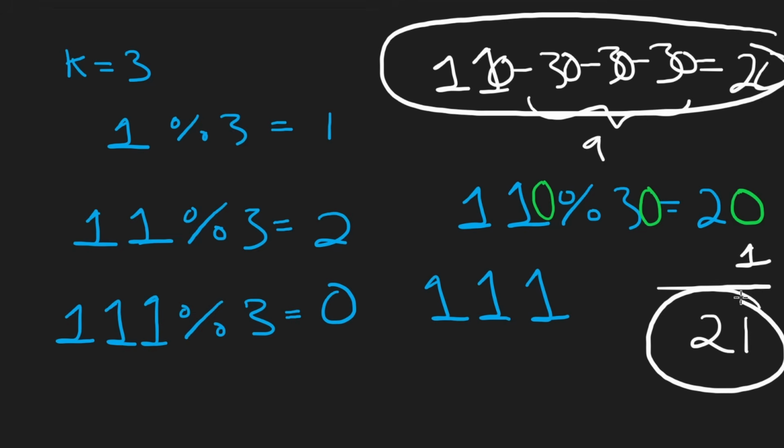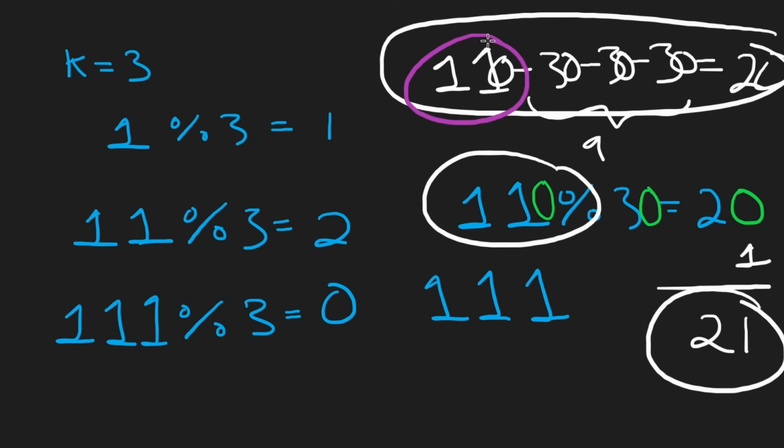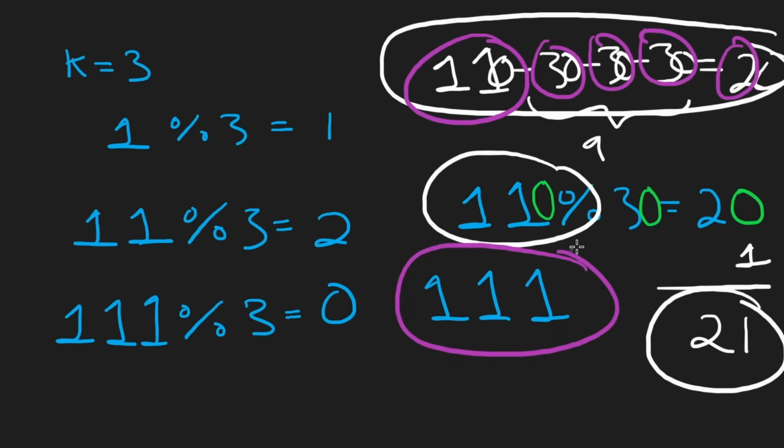So why did I do this math? Because we don't need to take this, multiply by 10, and add 1. Because what we can say is we already learned that 11 minus 3 minus 3 minus 3 is equal to 2. So to take this entire thing and do a similar mod operator would be repeated work.